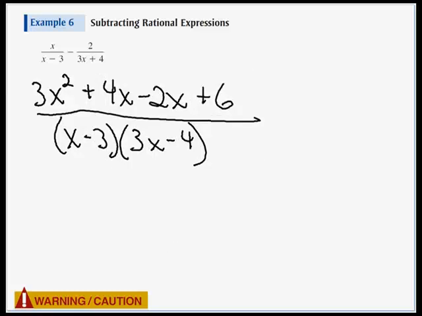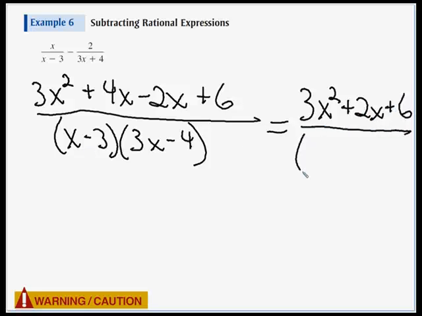Okay, that numerator, we can collect some like terms. We have a 3x squared. That's our only squared term. It stays. 4x minus 2x is plus 2x. And then we have our constant plus 6. All divided by that quantity x minus 3, quantity 3x plus 4. Now the question is, can we cancel or factor that numerator anymore?